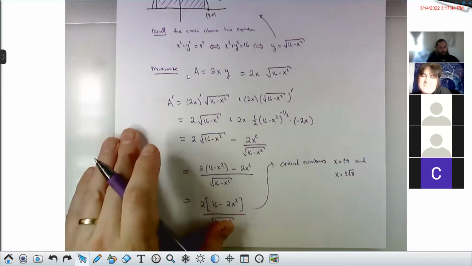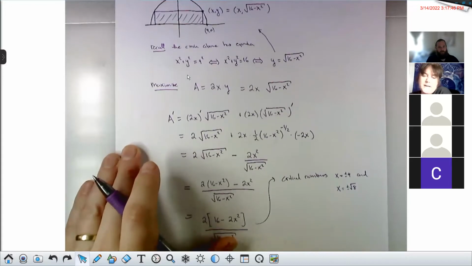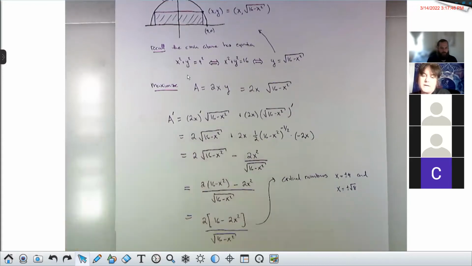I'm sorry, I think when you took the 2 out, where it's 16 minus 2x squared, shouldn't that just be 16 minus x squared? This piece will be 16 minus x squared, but I'm also factoring the 2 from this guy. So I'd have 16 minus x squared minus x squared. Okay, thank you. You're good, you're good.